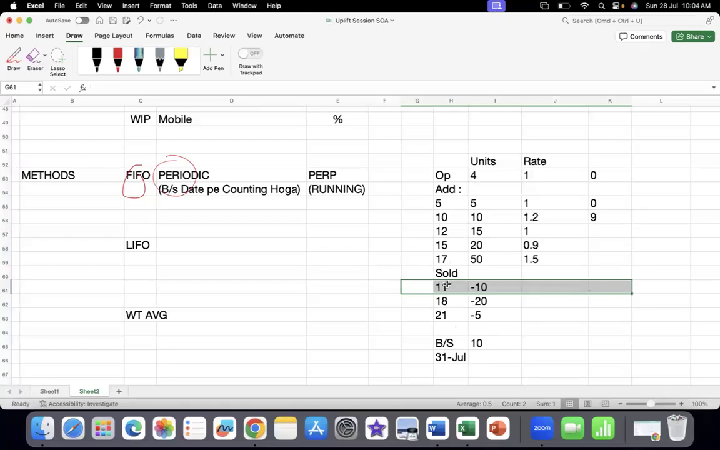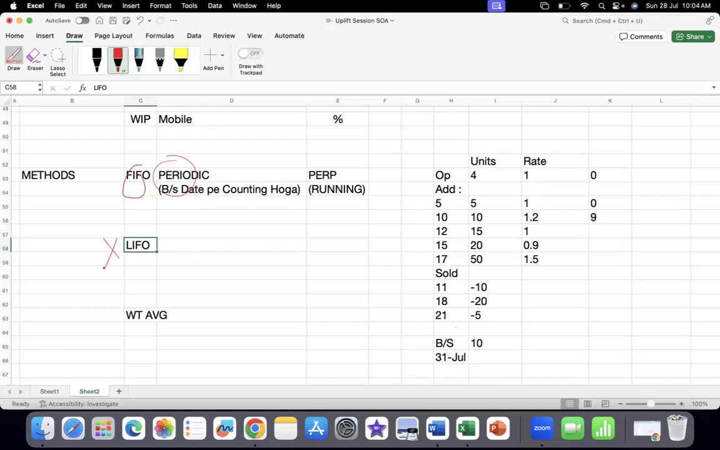So for example, there are 3 sales, 10, 18, and 21. On each day, you have to calculate it because you are using a FIFO perpetual method. If you're using the LIFO method, the same thing will happen, but it will be last in first out. But usually LIFO method is not permitted nowadays, so don't worry about this method that much.